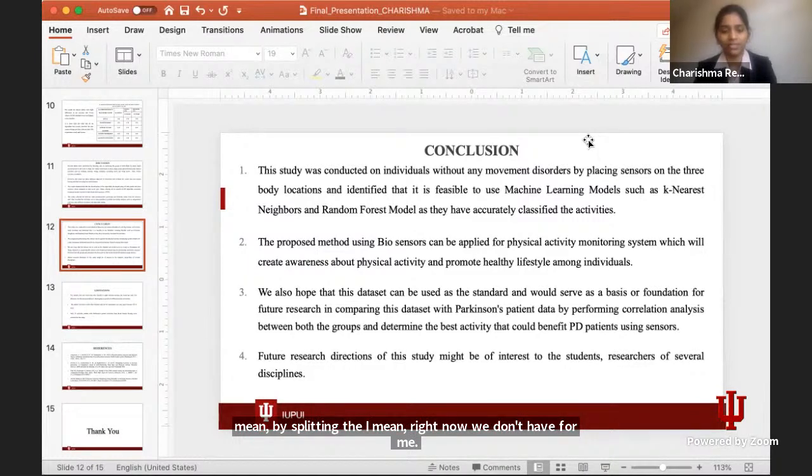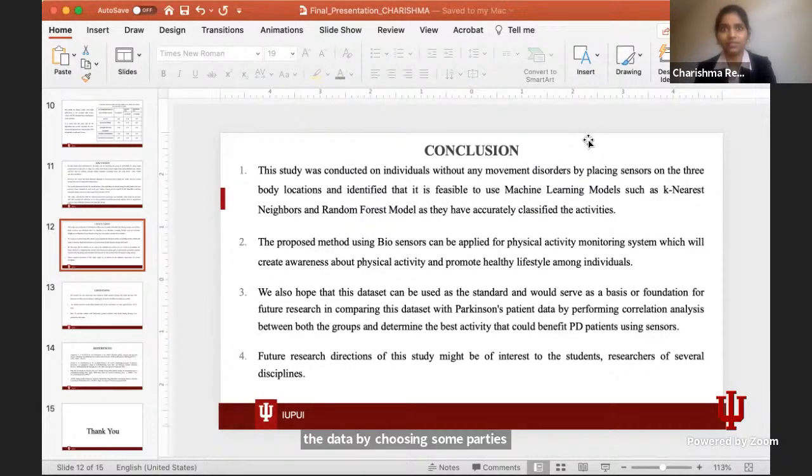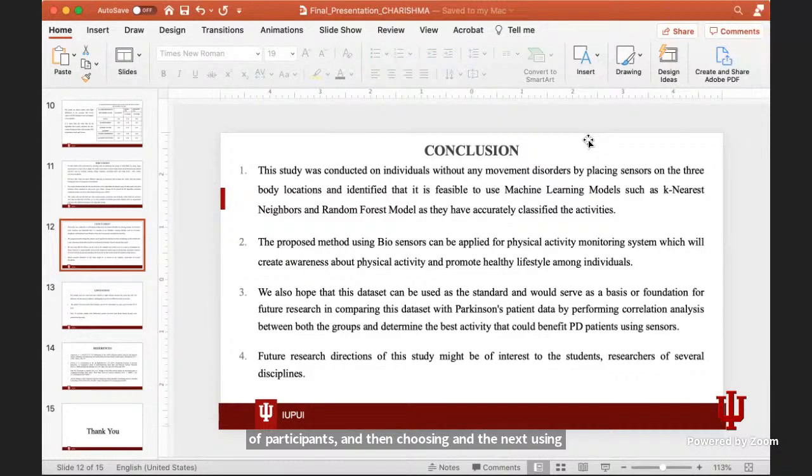So what I have done is split the data set into 70 and 30 percent, randomly choosing 70% of participants, and then the next 30% of participants manually. Yeah, so you are splitting the gold standard or reference standard data set into training and testing sets, right?